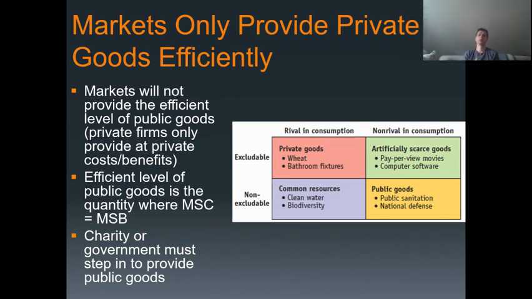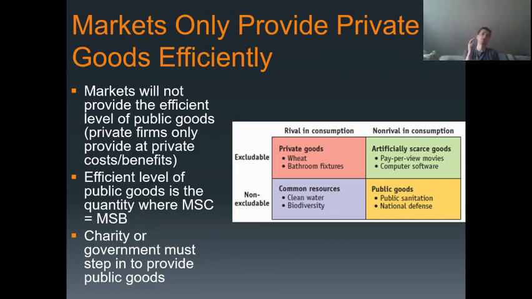The most common one that you're going to see on the AP test is public goods. This is things that are the complete opposite of private goods. They are non-rival in consumption, so everybody can consume it at the same time, and they are non-excludable because if somebody doesn't pay for it, you can't exclude them. Best example of this is going to be national defense.